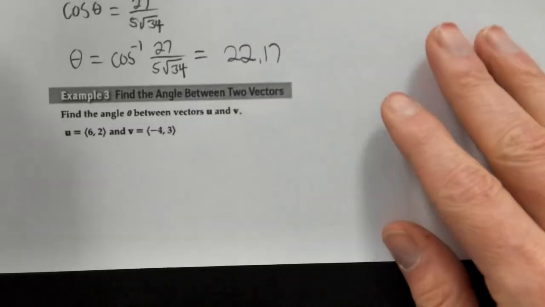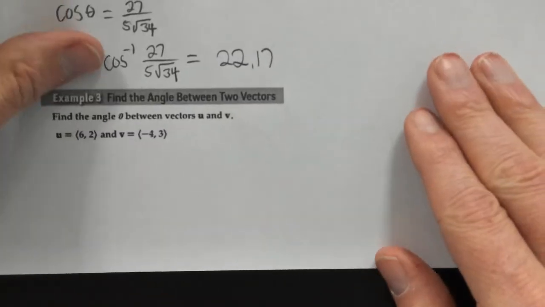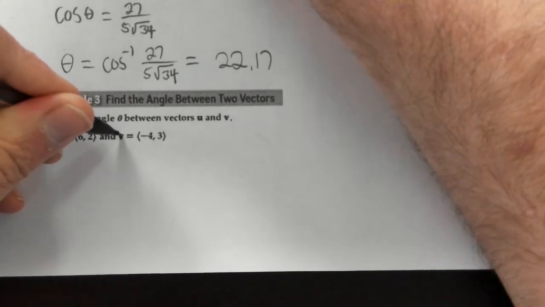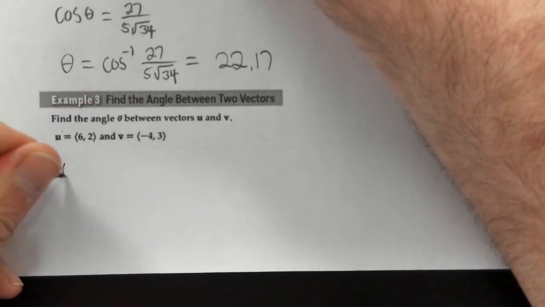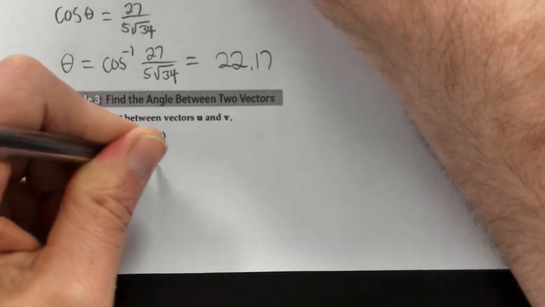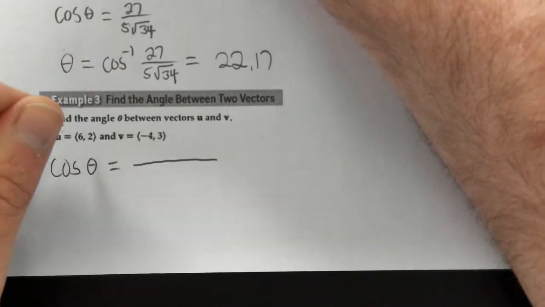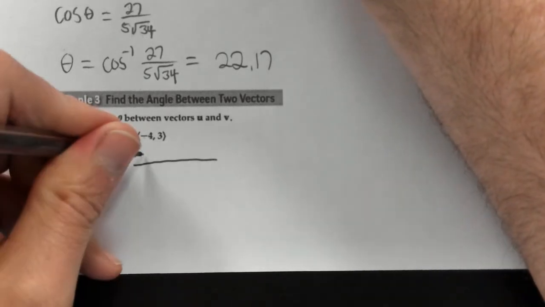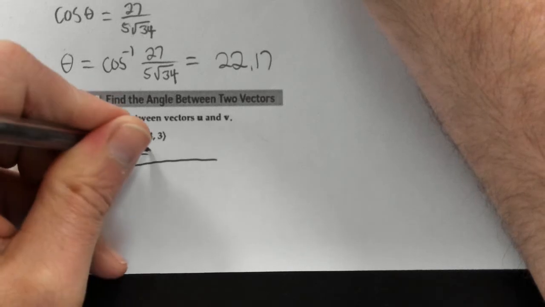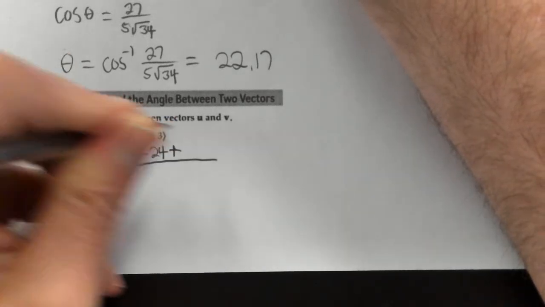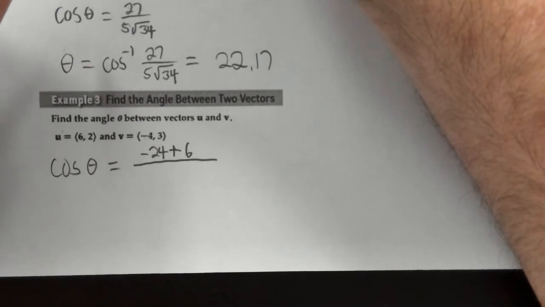All right. Let's try one more of these. So now I want to find the angle between these two. Again, following the formula, the cosine of the angle is going to be equal to the dot product. So 6 times negative 4 is negative 24, and then plus 2 times 3 is 6, so negative 24 plus 6 on the top.